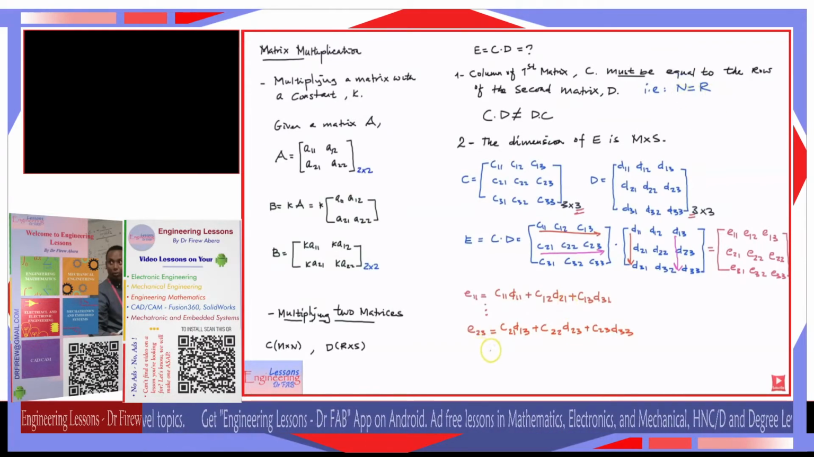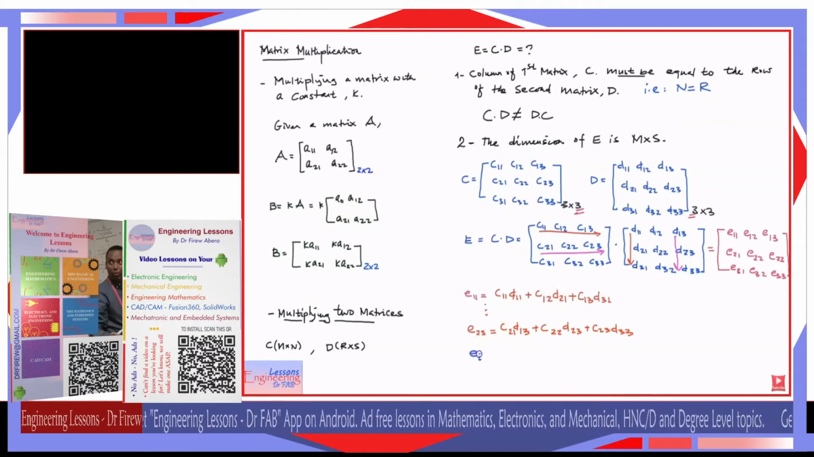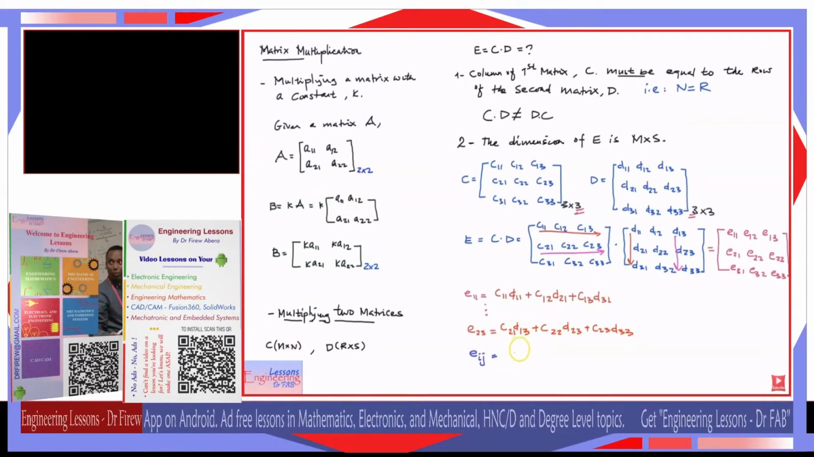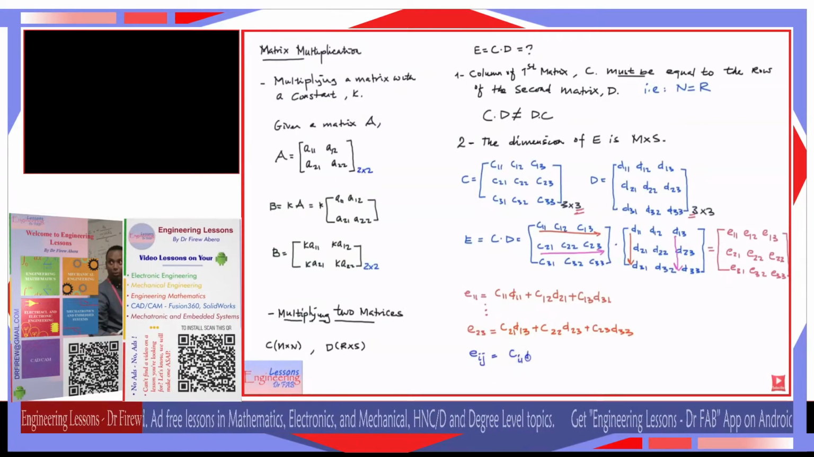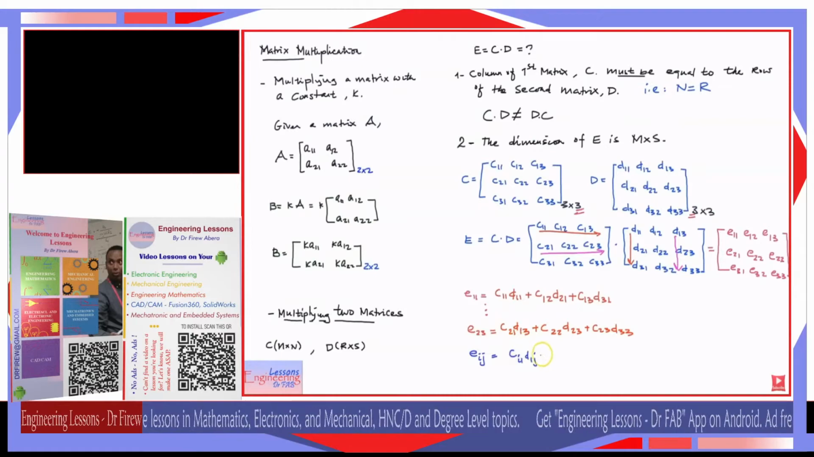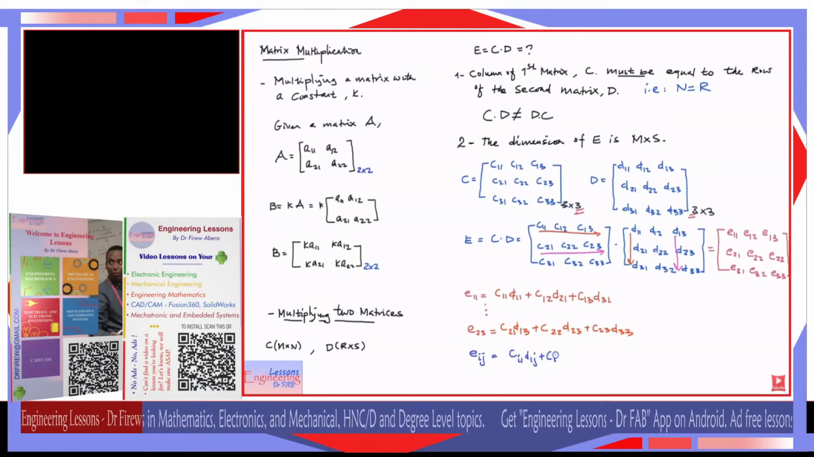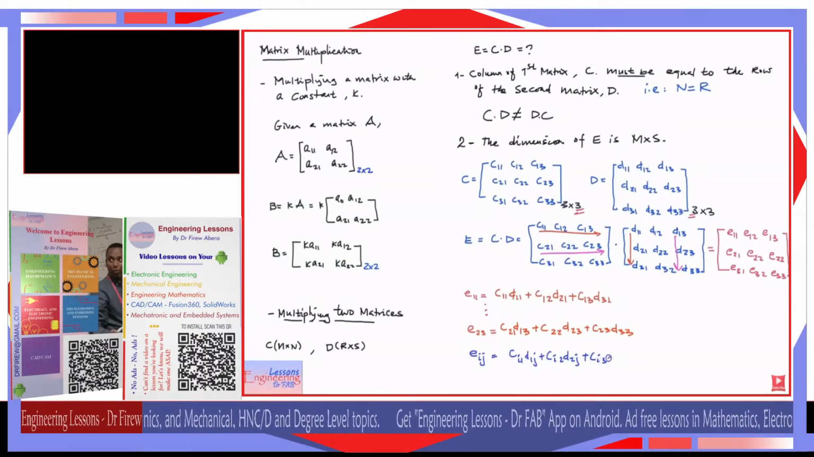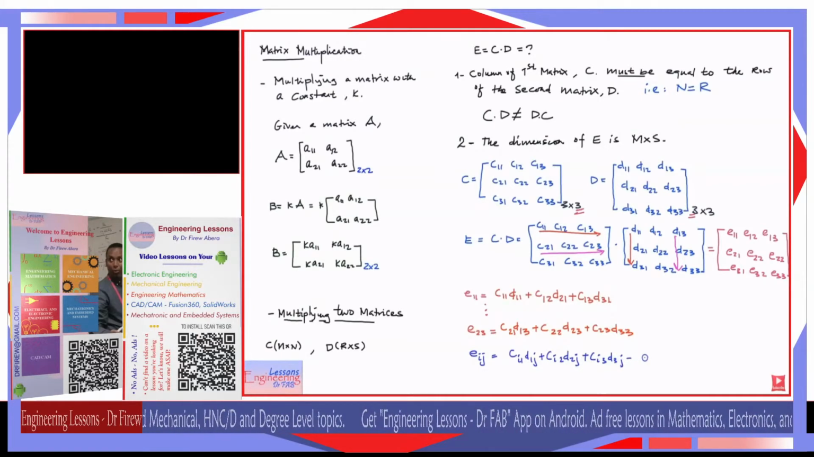So what type of correlation do we see? If you have Eij, with i standing for rows and j standing for columns, what we are looking at is multiplying Ci1 D1j, plus Ci2 D2j, plus Ci3 D3j, and it continues.